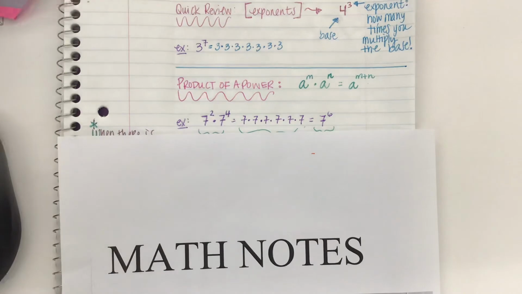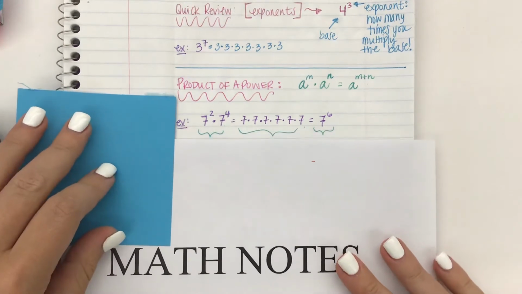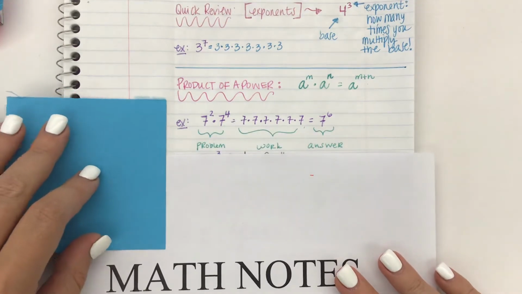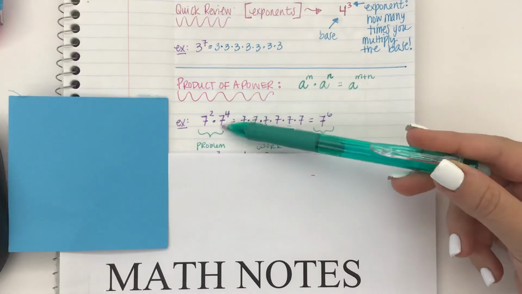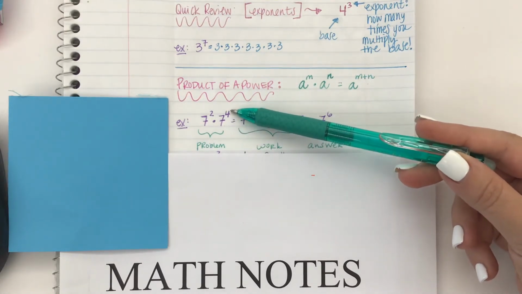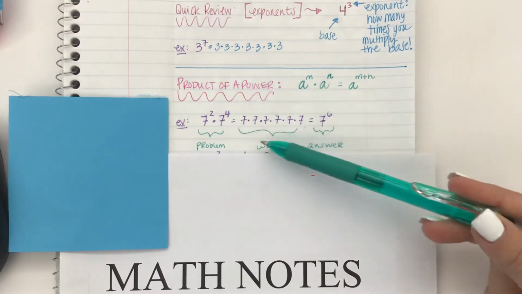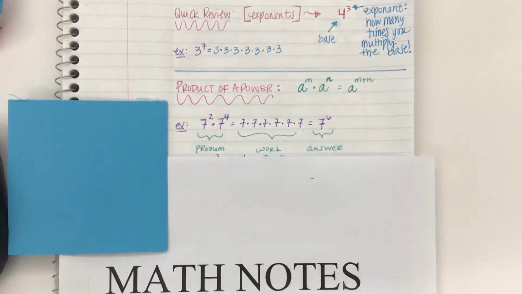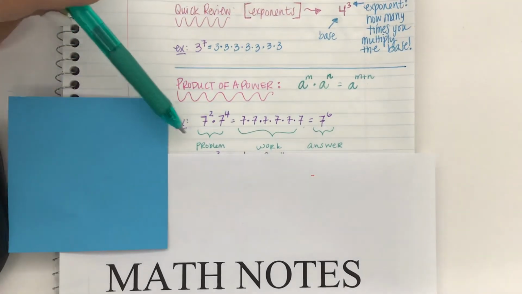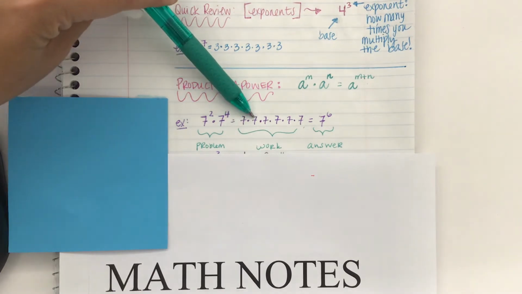All right, so here's our first example. Let me cover up the side right here. We have 7 to the power of 2 times 7 to the power of 4. This is our problem. Then we're going to show our work, and then we're going to have our simplified answer. So 7 to the power of 2 really means 7 times 7.